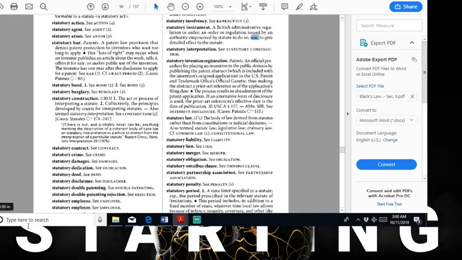Statutory. Now I told you about the word instrument. Statutory instrument. A British administrative regulation or order. Look at this once again. It says a British regulation or order. An order or regulation issued by an authoritative power by statute to do so, usually to give details effect to the statute.